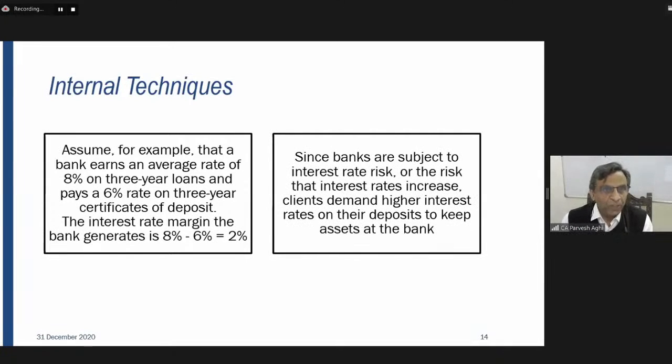Since the banks are subject to interest rate risk, or the risk that the interest rates increase, clients demand higher interest rates on their deposits to keep the assets at the bank. So they would like to jack up the interest rates on the loans which they have given. They would either go for more low cost deposits, by having more current accounts and saving accounts, which are called the CASA accounts. So they can always manage their asset and liability risk by doing so.